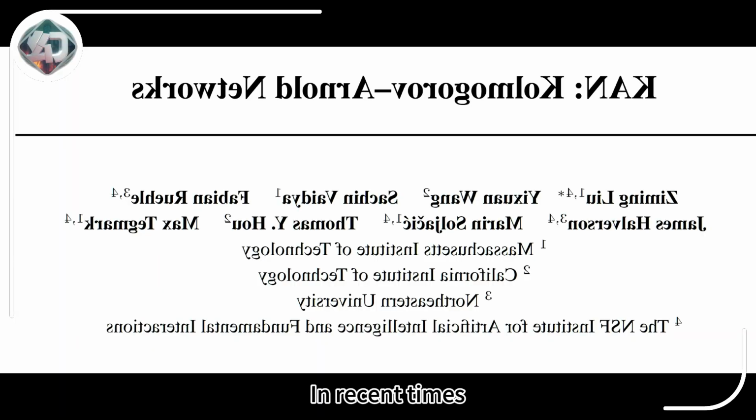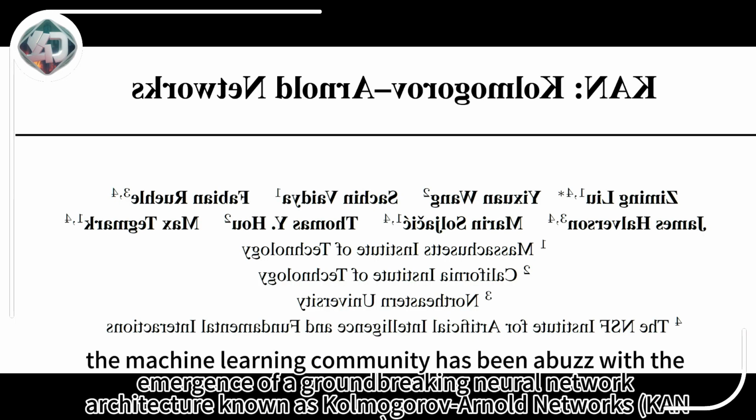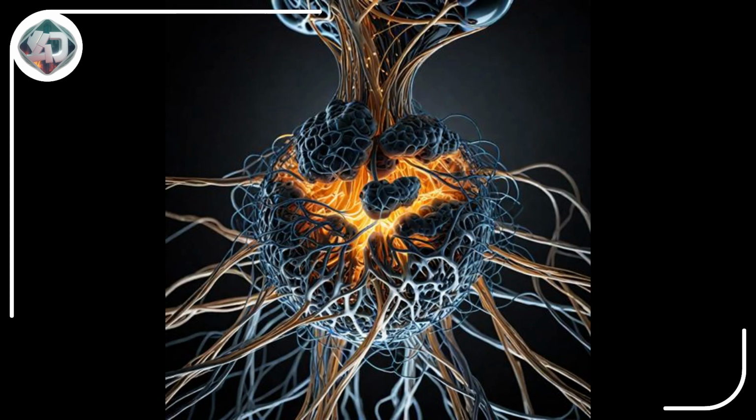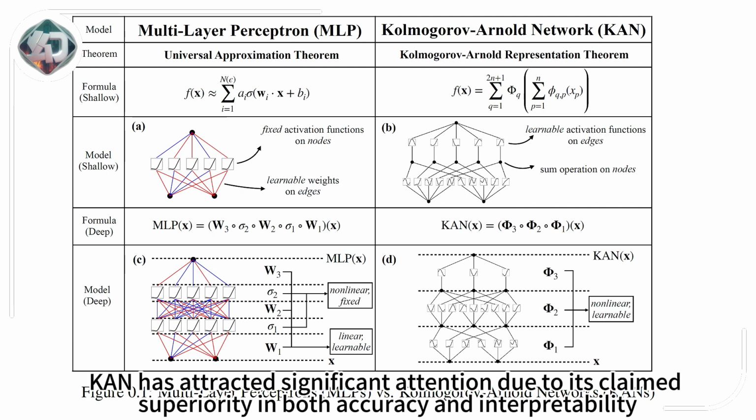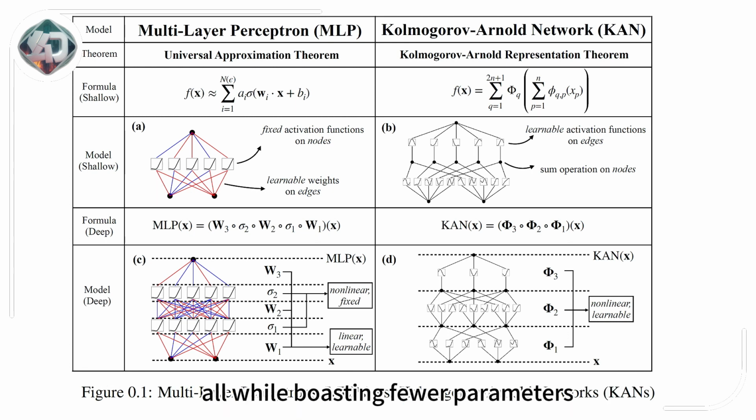In recent times, the machine learning community has been abuzz with the emergence of a groundbreaking neural network architecture known as Kolmogorov-Arnold Networks (KAN), positioned as a potential successor to the Multi-Layer Perceptrons (MLP). KAN has attracted significant attention due to its claimed superiority in both accuracy and interpretability, all while boasting fewer parameters.